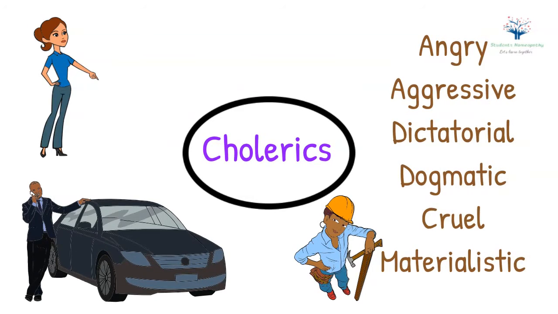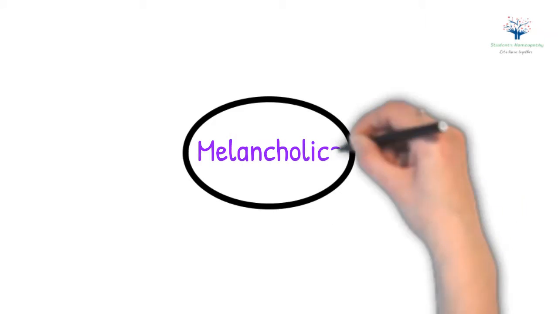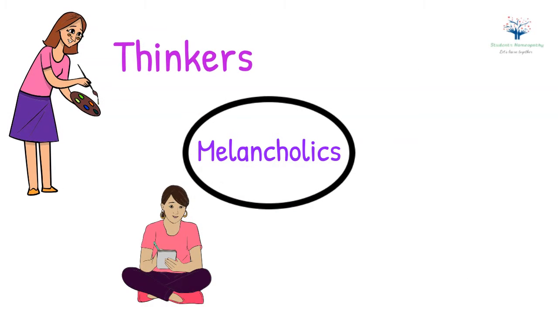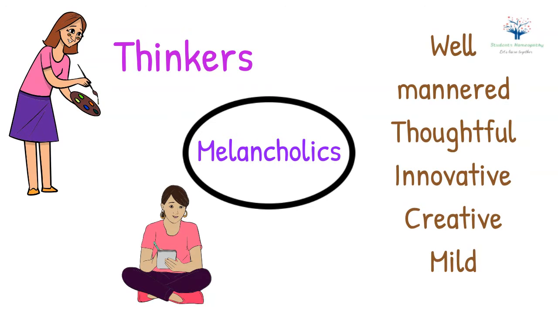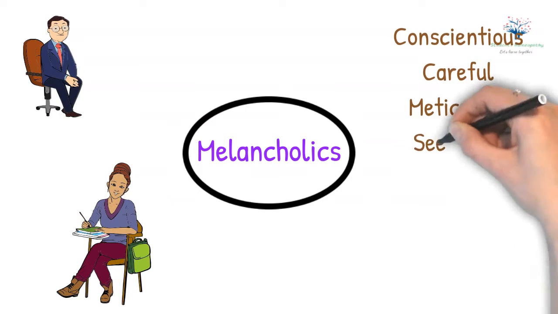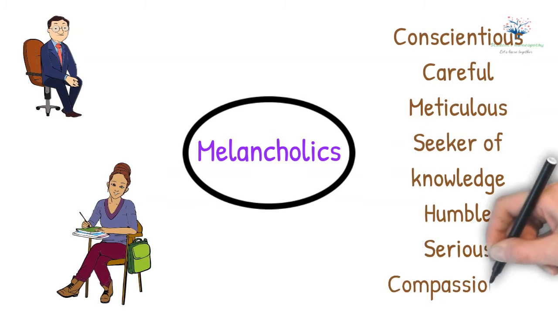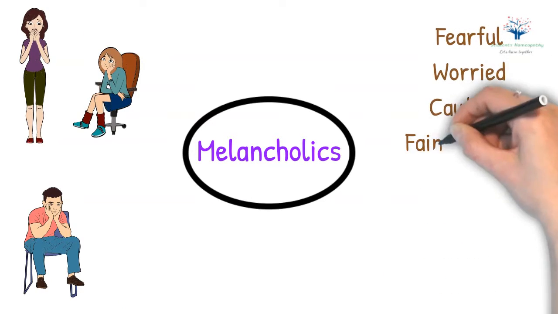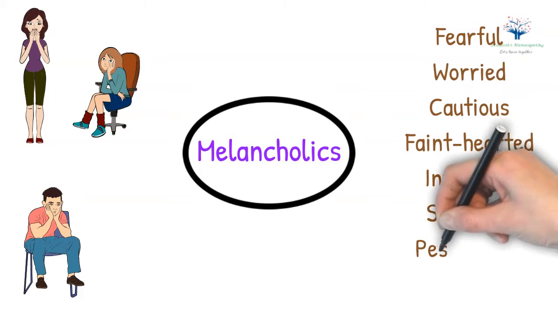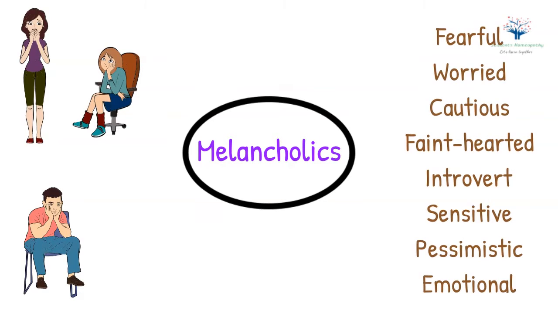So next, coming to the melancholics. The word for them is thinkers. They are the thinkers. They possess approving characters like being well-mannered, thoughtful, innovative, creative, mild, conscientious, careful, meticulous, a seeker of knowledge, humble, serious, and compassionate, as well as disapproving characters like being fearful, worried, cautious, faint-hearted, introvert, sensitive, pessimistic, and emotional. In this way, by assessing the basic nature of a person or patient, we can easily recognize the dominant temperaments.